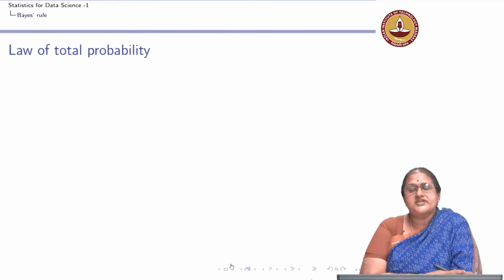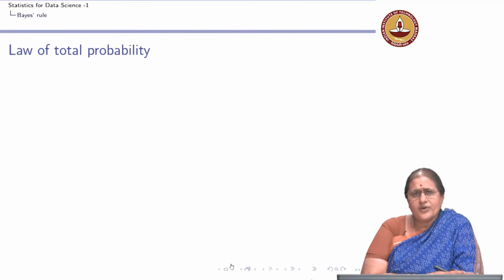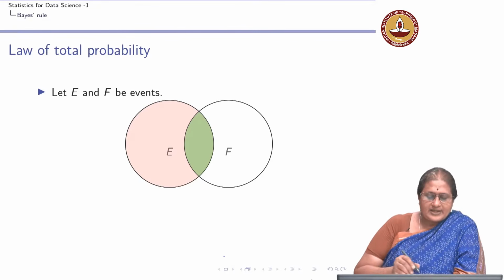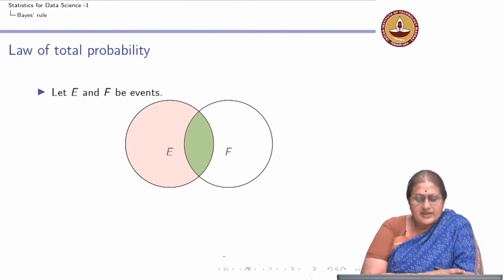Move on to discuss a very important concept which is used in many applications of probability, which is referred to as Bayes rule. But before we discuss Bayes rule, we introduce what we refer to as the law of total probability. Now, let E and F be any events.